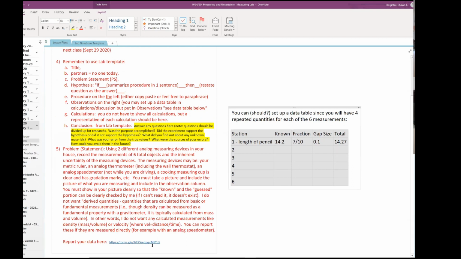So you're going to create this lab. You're going to measure 6 things using 2 different measuring devices. You're going to do it in the technique that I taught you. You're going to upload your data. You're going to write a little lab report. It's not big. And the question is, what's the uncertainty of your measuring devices? So I expect at least those 2 answers.